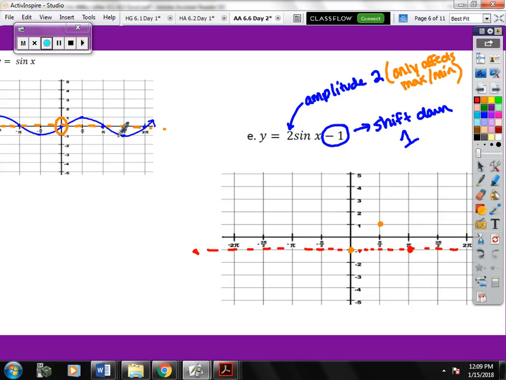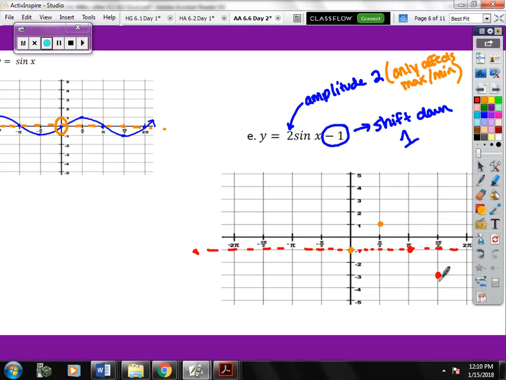The next point was normally 3 pi over 2, negative 1. This one, the amplitude is changing to 2, so I'm going to move it down to negative 2. And I'm shifting down 1 from there, so it should be down at negative 3. If you did this correctly, you should notice that there's 2 units between the mid-level and the min. The amplitude has to be 2, so they have to be 2 spaces away.